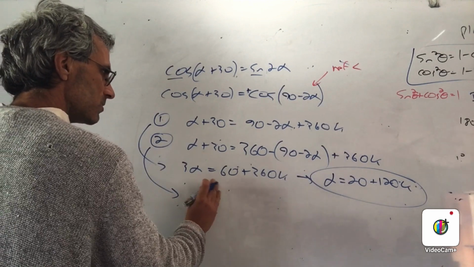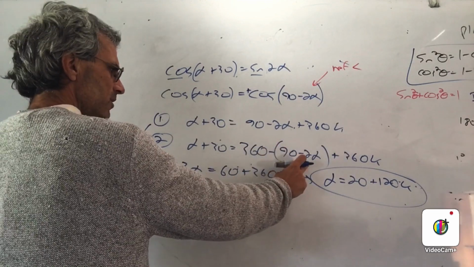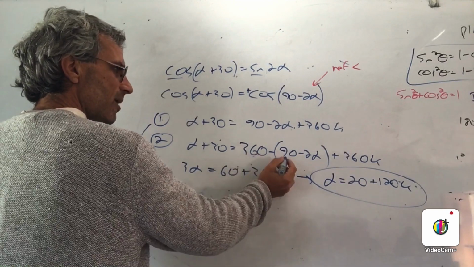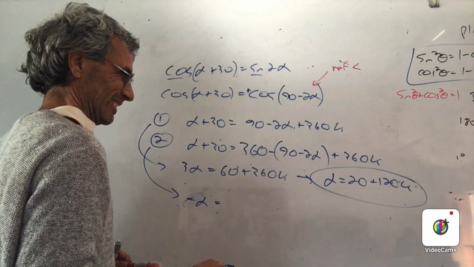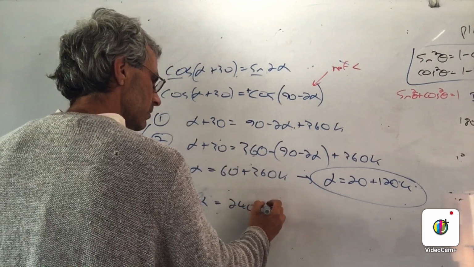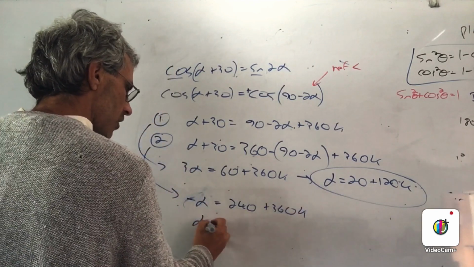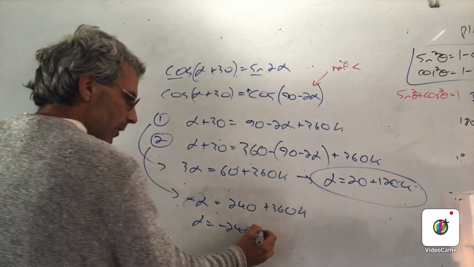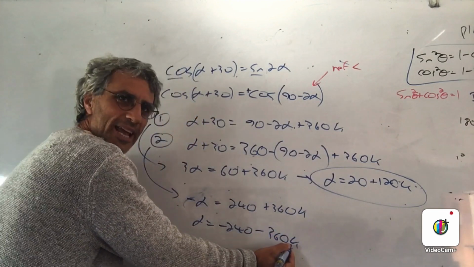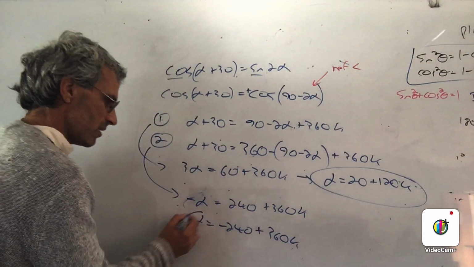Sorry, that's plus 2 alpha, right? So I'm going to have minus alpha. 360 minus 90, how much is that? 270. 270 minus 30 is 240 plus 360k, and then I'm going to have to multiply everything by minus 1, so alpha equals minus 240. Strictly speaking, I need to do minus 360k, but because k can be a negative number, I can always just write it plus. So how did you get to 3 alpha?